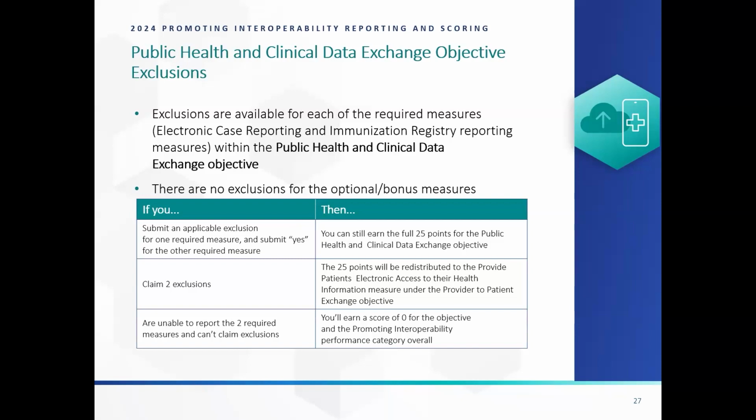And if you can't submit this measure or any of the required measures, and you submit a no for both measures and no exclusions, you just get a 0 for the whole promoting interoperability performance category. Same as if you submit a 0 numerator for any of the numerator and denominator measures. Same if you neglect to do one of the required attestations. Any failure of a requirement results in a 0 for the whole performance category, which could have a big impact on your score since promoting interoperability is 25%. Next slide.